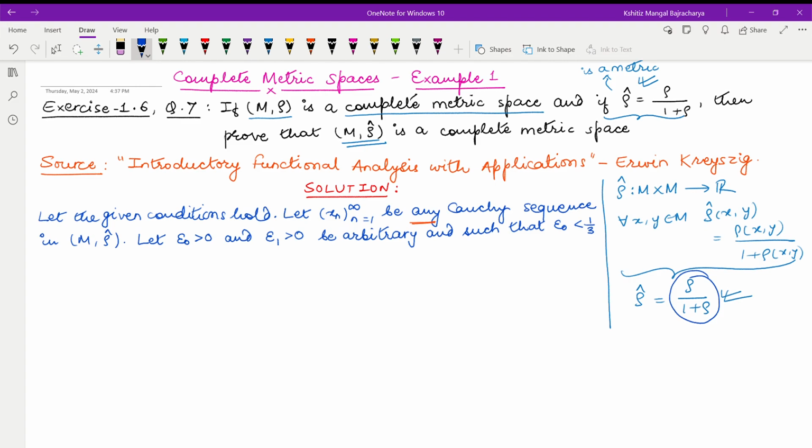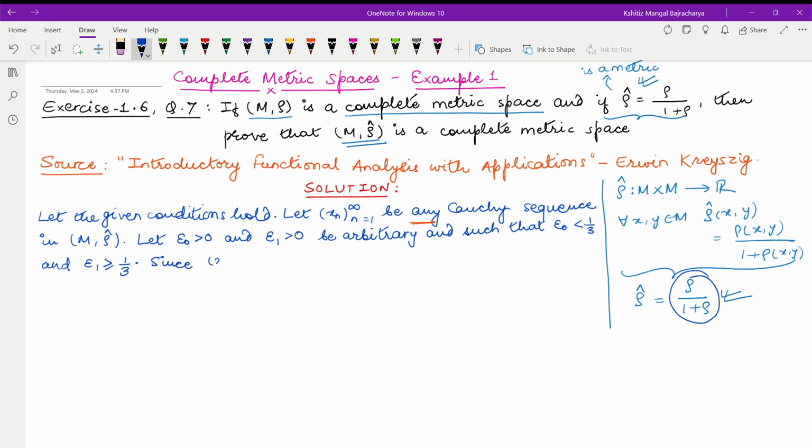I guess the book provides a hint to this problem, and I guess the book takes 1 by 2. I'm going to take 1 by 3. You can take 1 by 4, 1 by 5, 1 by 9, 1 by 10, 2 over 3, or whatever you want, but make sure that it's less than 1, otherwise we'll be in trouble. And since we're taking epsilon naught to be less than 1 by 3, we're going to take epsilon 1 to be greater than or equal to 1 by 3, obviously.